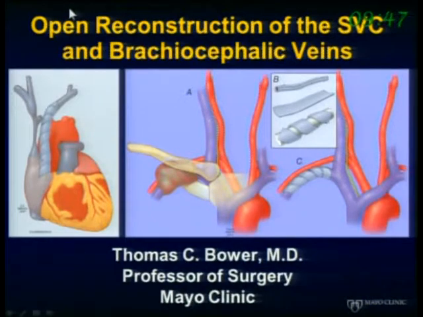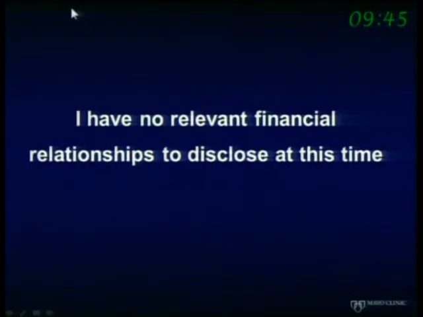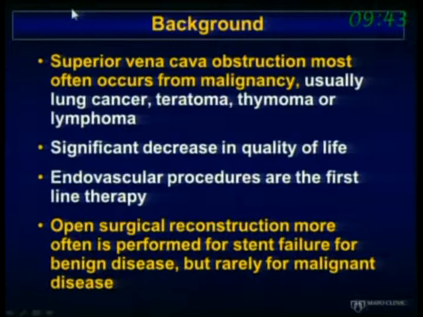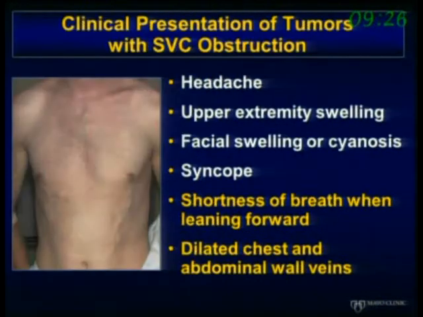Superior vena cava and brachiocephalic veins for benign and malignant conditions. SVC obstruction most often occurs from malignancy, usually lung cancers. The disease is out of bounds, and for that reason, most patients are treated with endovascular therapies and stenting. Open surgical reconstruction more often is performed for stent failure and benign disease, and rarely, really rarely, for malignant conditions.